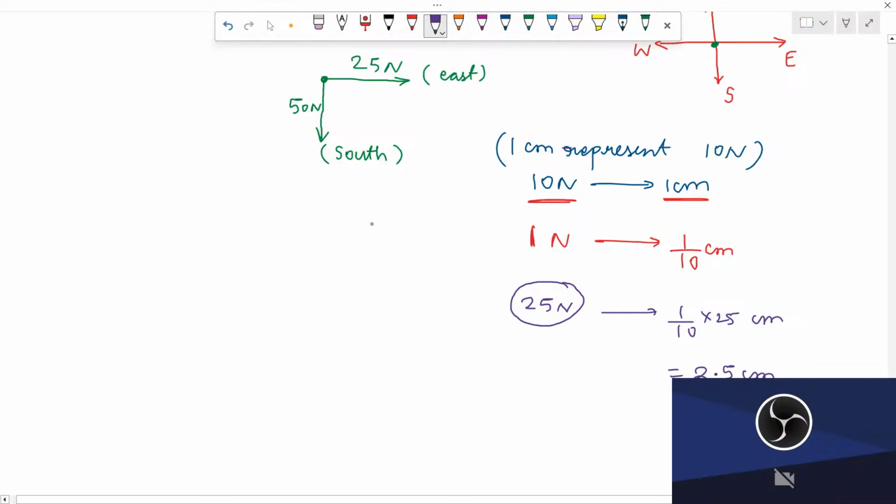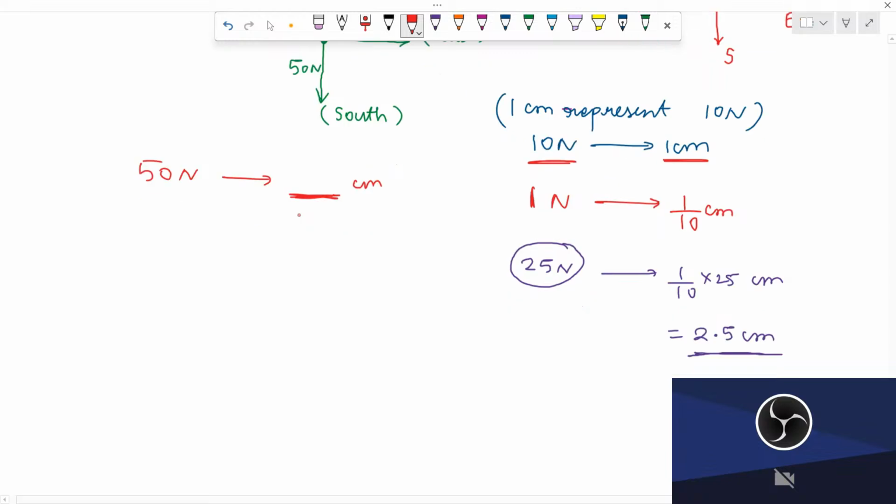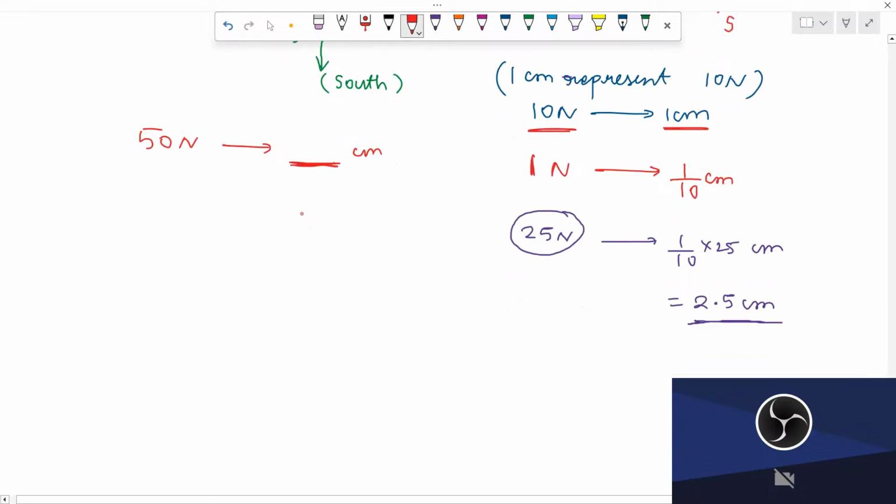Okay, is it clear? So now look at 50 Newton. Same will do it for 50 Newton. How much length in centimeters do we have to take in order to represent 50 Newton on a graph sheet? So what have we assumed here? We have taken that 1 Newton is nothing but 1 by 10 centimeter.